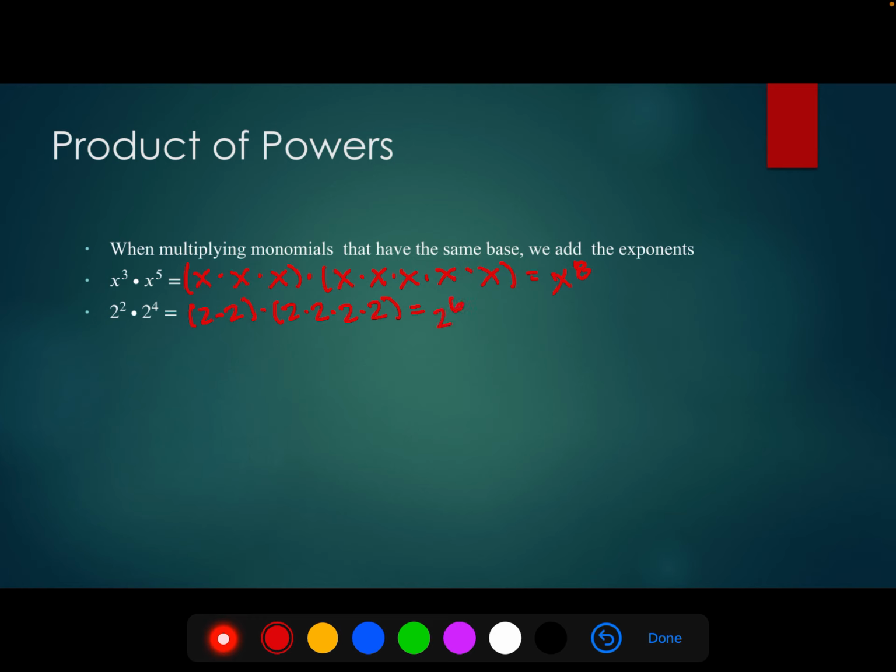Now be careful. This is not 4 to the 6th power. That's not how we do it. We don't multiply those bases together if they're the same. If they're the same, we just add the exponents.